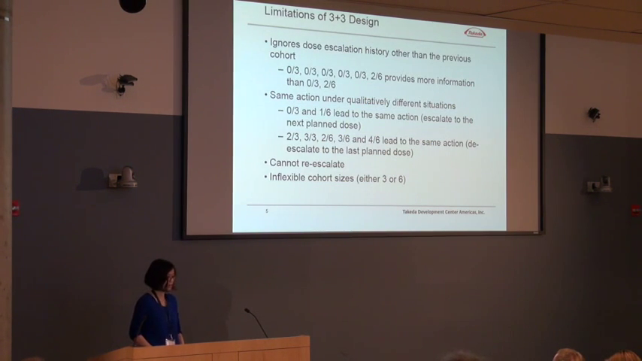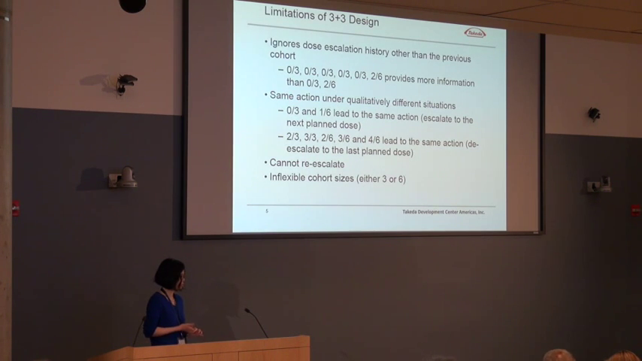As you know, there are a lot of limitations about the 3+3 design. It's very deterministic. It ignores the escalation history. For example, we as statisticians know that 0 out of 3 DLTs followed by 2 out of 6 DLTs is different from 0 out of 3 DLTs and then 2 out of 3. But 3+3 ignores all the previous history of 0 of 3 DLTs. It also takes the same action under different situations. For example, 0 over 3 and 1 over 6 lead to the same action.